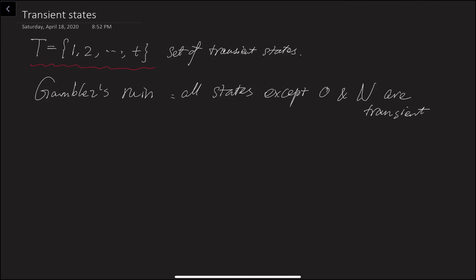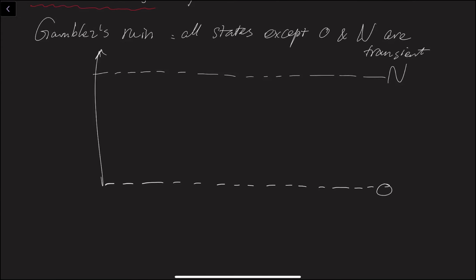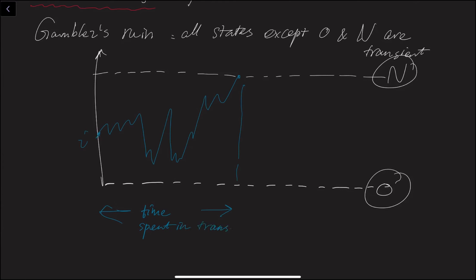And think about this. Let's sketch a diagram here. The vertical axis is the amount of capital we own, and this is zero, and this is N. What happens is we may, for example, start at i, and after a while our fortune goes up and down, and eventually we hit N. Then this length is the time spent in a transient state.